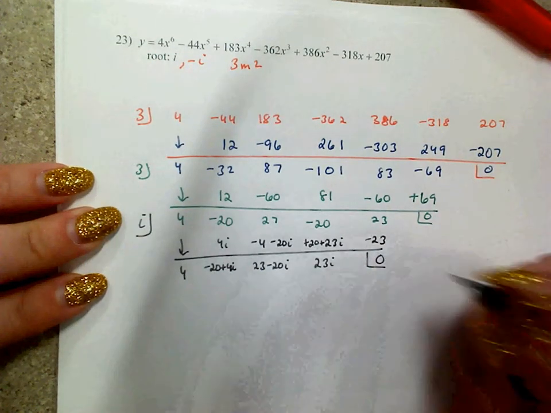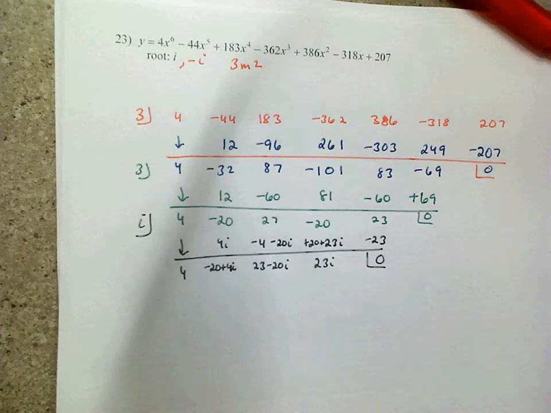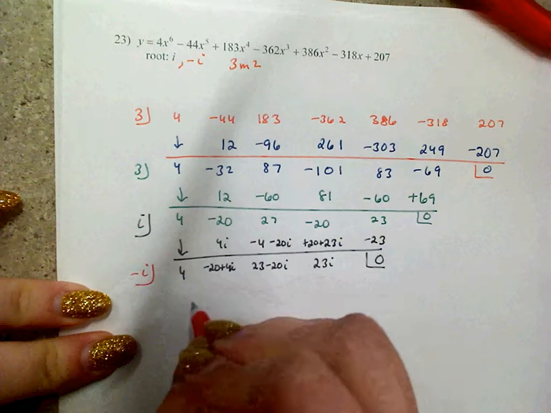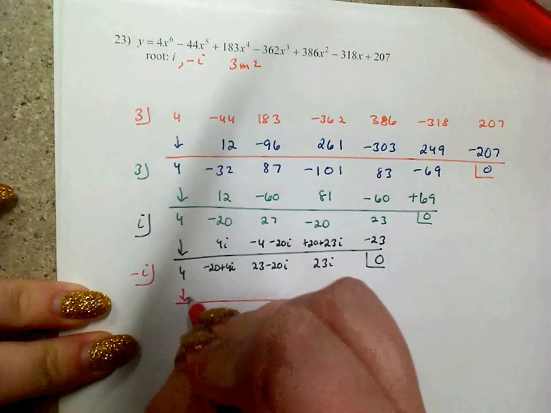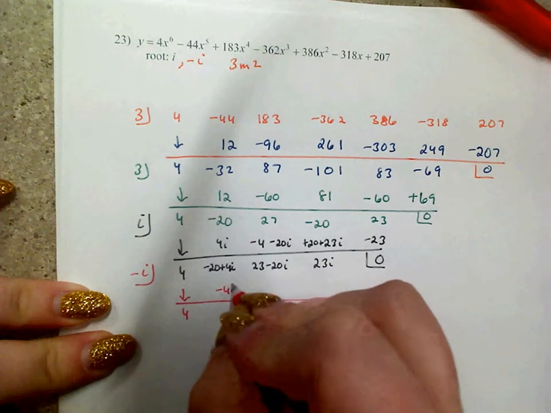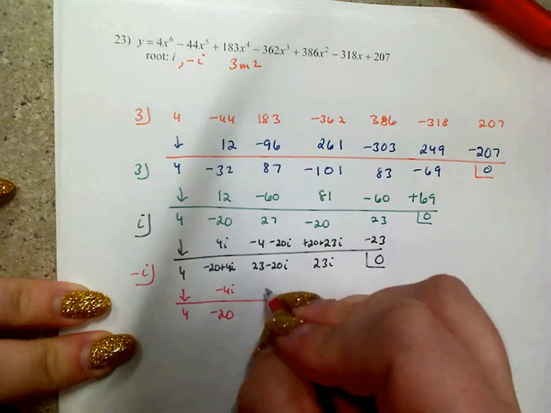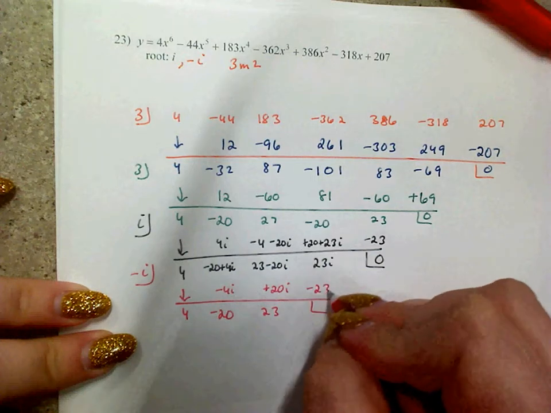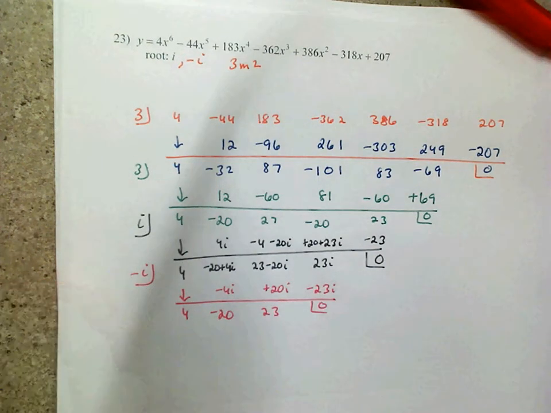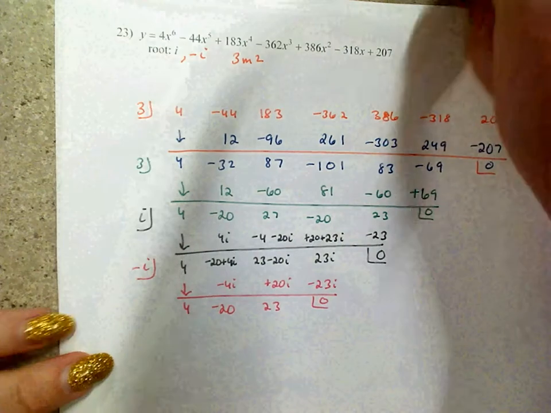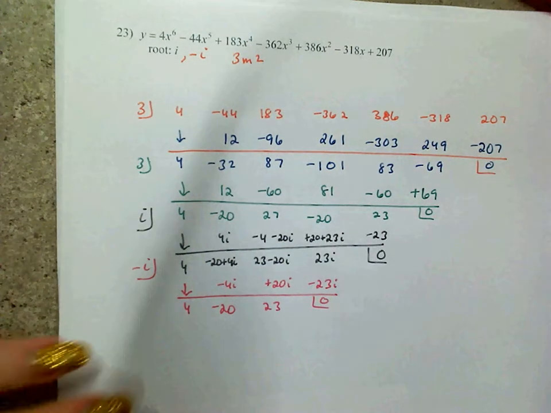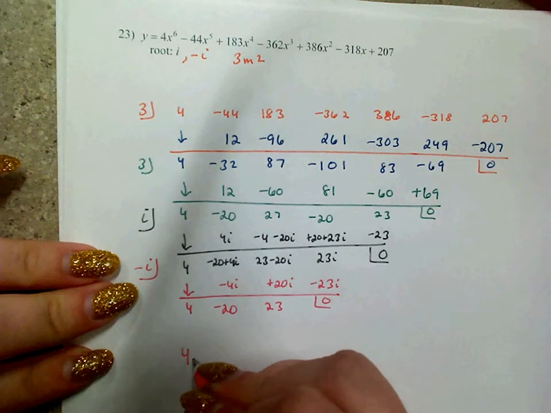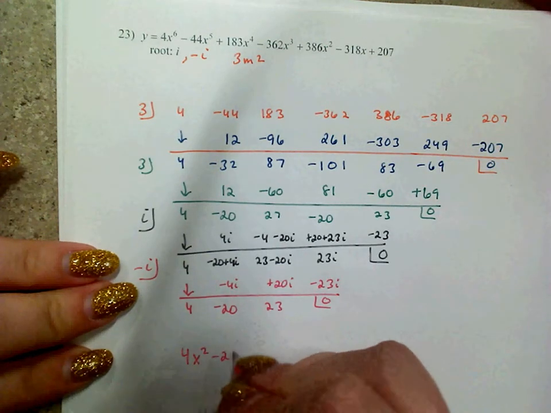Now I'm going to do negative i. 4 times negative i is negative 4i, negative 20, positive 20i, 23, negative 23i, remainder 0. Which leaves me with, okay, so start with power 6, divided out 4 roots. I've got 2 more, 4x squared minus 20x plus 23 equals 0.